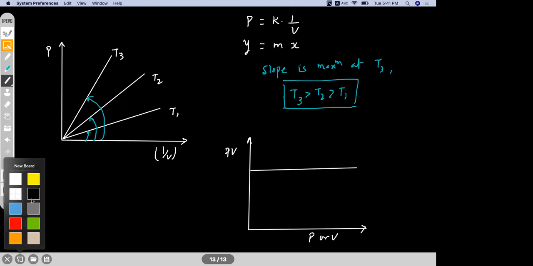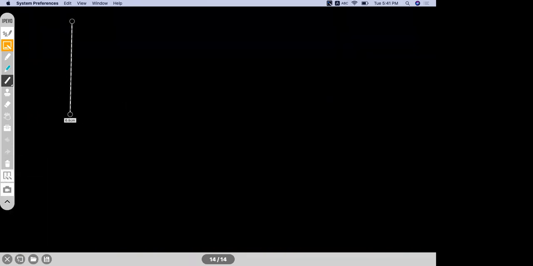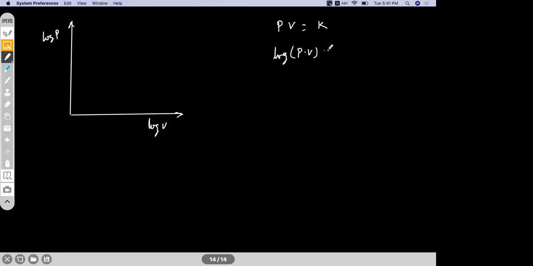Okay. And one more graph we have in this, that is log P and log V. If you take y-axis as log P and x-axis as log V, so we know P into V is equal to K, the constant. If you take log both sides, log P plus log V is equal to a constant log K. So we have log P is equal to log K minus log V. So you can see this, it is Y is equal to MX plus C form we have with negative slope. So negative slope we can draw like this.